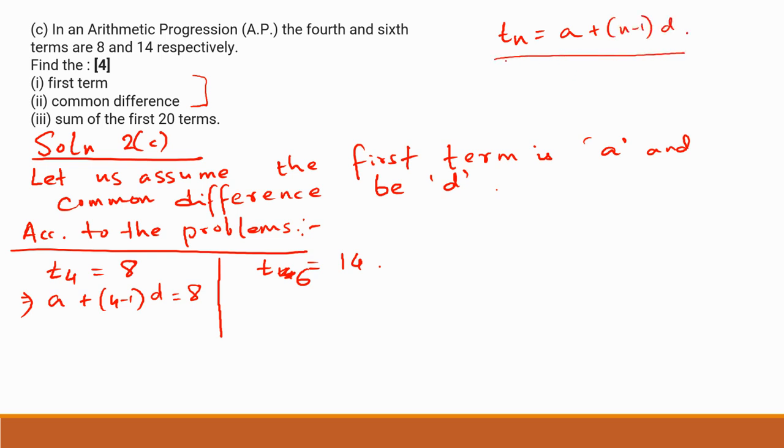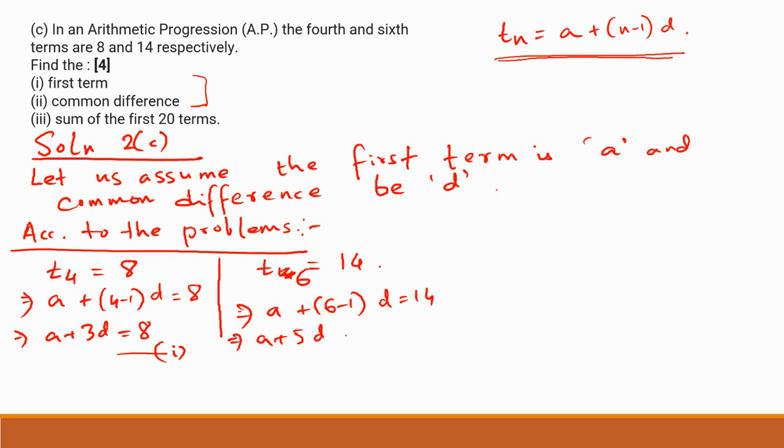There is a proof and everything to it. In case you don't know it, please let me know. We will make a separate video out of it. But this is very simple actually. So you get a plus 3d equals 8. Mark it as equation 1. And T6, you get a plus 6 minus 1 times d equals 14, which is a plus 5d equals 14. And you get this as equation 2.